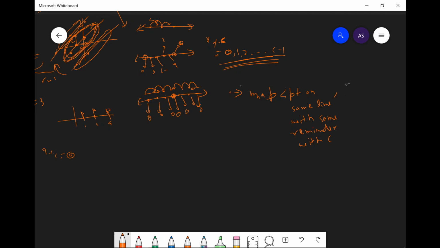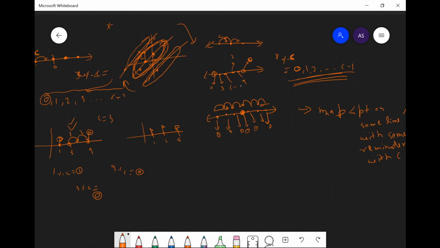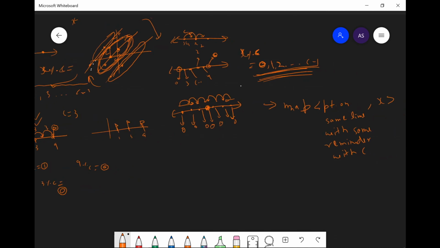The other thing would be the x coordinate of that point, because after rotating this line we just needed the x coordinate, and then we can find this remainder with C and club the same ones together. So basically we just need the points on the same line with the same remainder with C and their x coordinate, so that we can find the difference and then ultimately merge all of them into the middlemost point. All of those which have the same remainder would be merged to the middlemost point.